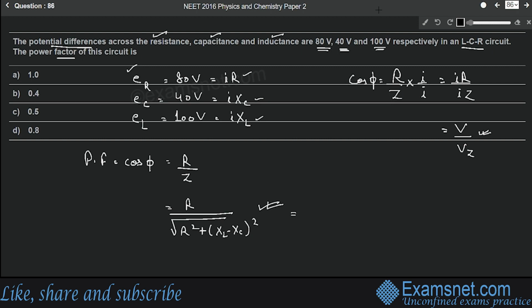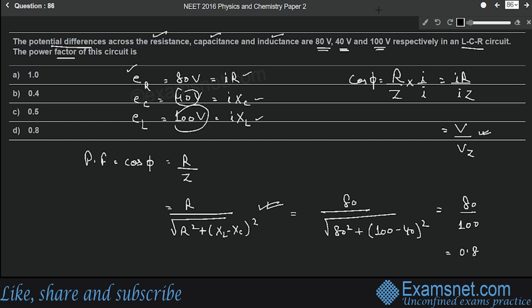So let's put the values. R, that means 80 volt here, upon under root R square, that means 80 square, plus XL, that means this 100, minus XC, that is 40 whole square. Okay, so on solving this, you'll get 80 by 100, that means 0.8. Okay, this will be your power factor. So option D will be the correct answer.